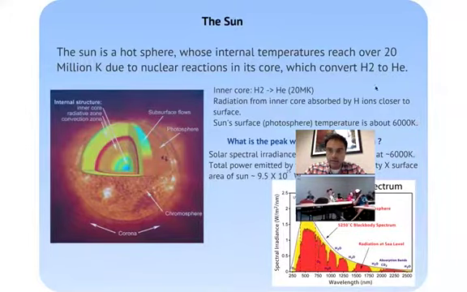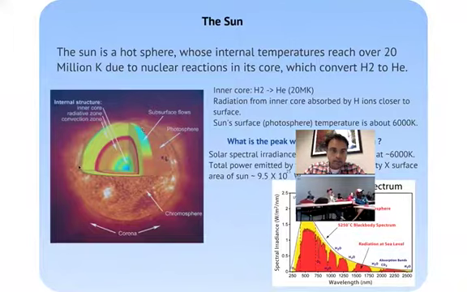This reaction essentially produces the heat, which is about 20 million Kelvin. So that's the inner core. Then you have these gases which circulate here, which take this really, really hot inner core temperature and bring it out. So there's a convection cycle that happens here. It essentially takes the radiation from the inner core, absorbed by the hydrogen ions, closer to the surface. And the sun's surface, or the photosphere, which is about here, is about 6,000 Kelvin.